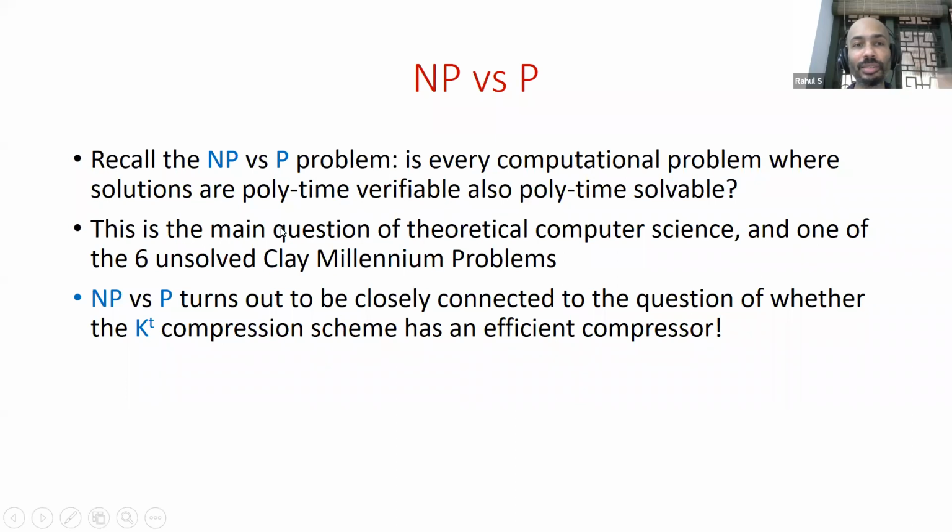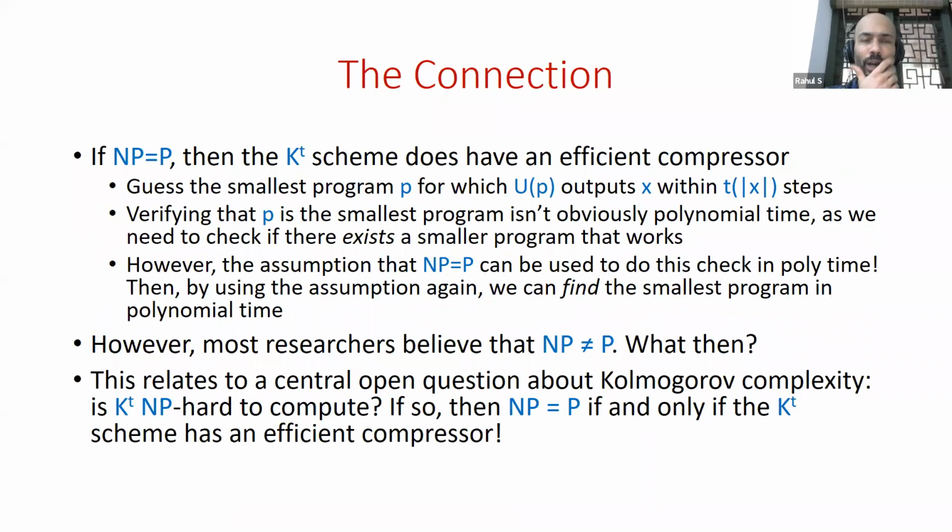This is a very, very hard question, the main question of computer science, and one of the 6 unsolved Clay Millennium problems. At the turn of the millennium, 2000, the Clay Mathematics Institute came up with this list of 7 problems, of which one, the Poincaré conjecture, has been solved, but the other 6 remain unsolved, each one with a $1 million prize, and NP versus P is one of them. And this problem turns out to be closely connected to the question of whether the K superscript T decompression scheme has an efficient compressor. So how does this connection work?